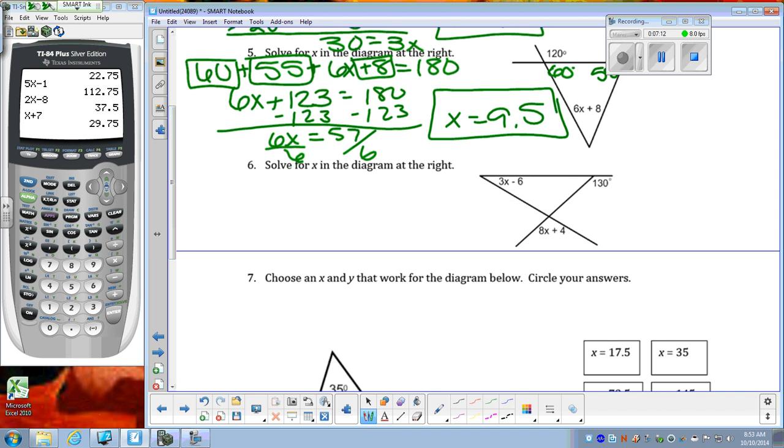And number 6, I know that this angle right here is 8x plus 4. So this time I'm going to use that these two angles have to add up to equal 130. 3x minus 6 plus 8x plus 4 equals 130. Combine my like terms.